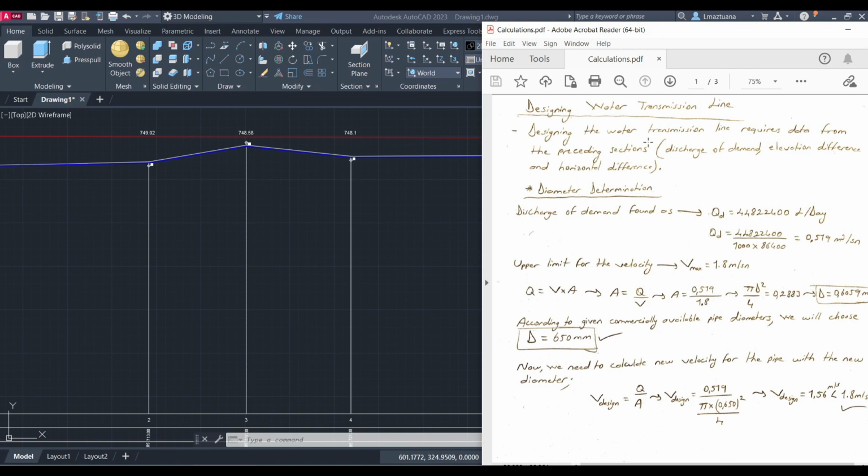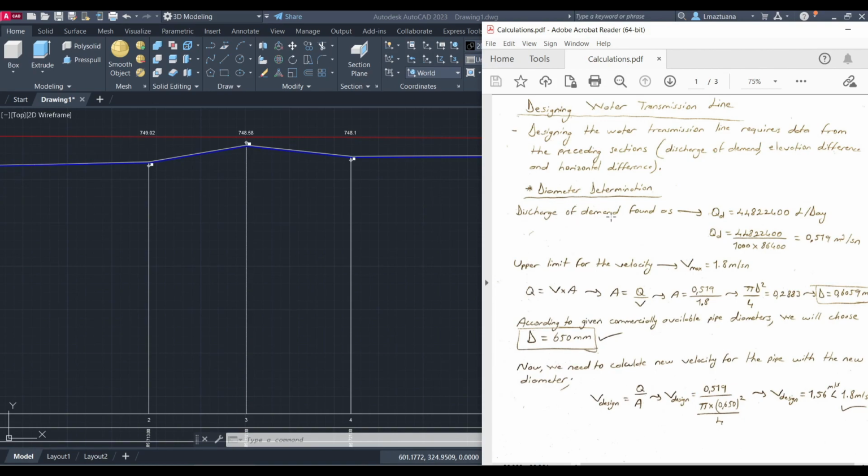Designing the water transmission line requires data from the preceding sections. Discharge of the demand, we found these in work package 1. Elevation difference and the horizontal difference, we found these by using work package 2 and the work package 3. First, we need to determine our pipe diameter.